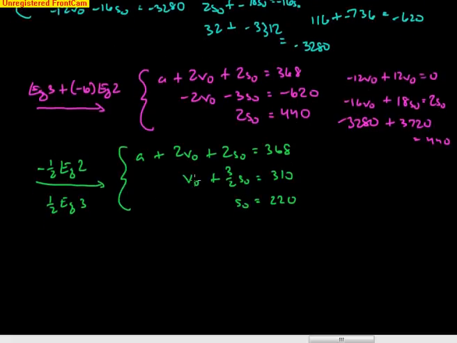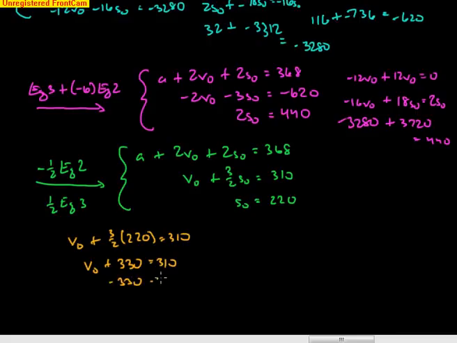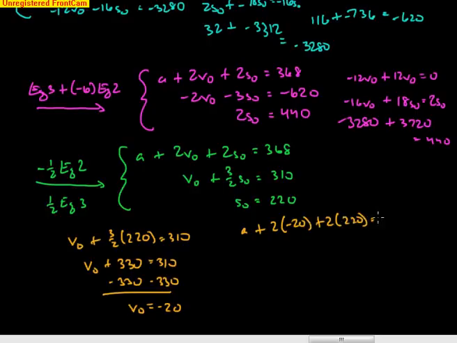So I'll plug that into the second equation. V sub 0 plus 3/2 times 220 equals 310. V sub 0 plus, this becomes 330 equals 310. Subtract 330. V sub 0 is negative 20. Good. So I have my v sub 0 now, or the initial velocity. And now we plug it into the top equation. A plus 2 times negative 20 plus 2 times 220 equals 368.